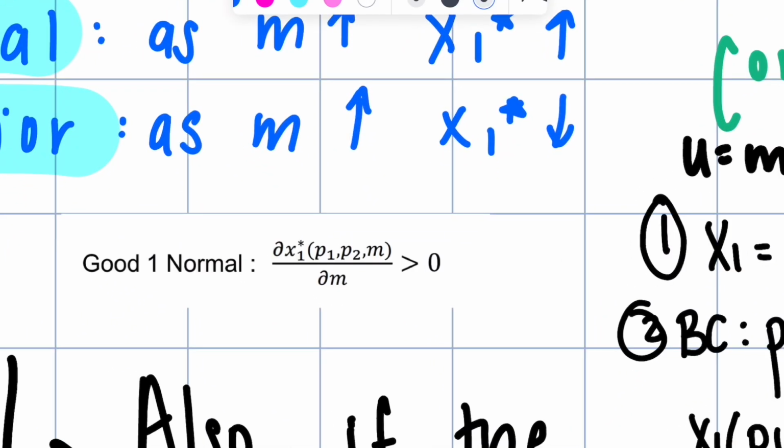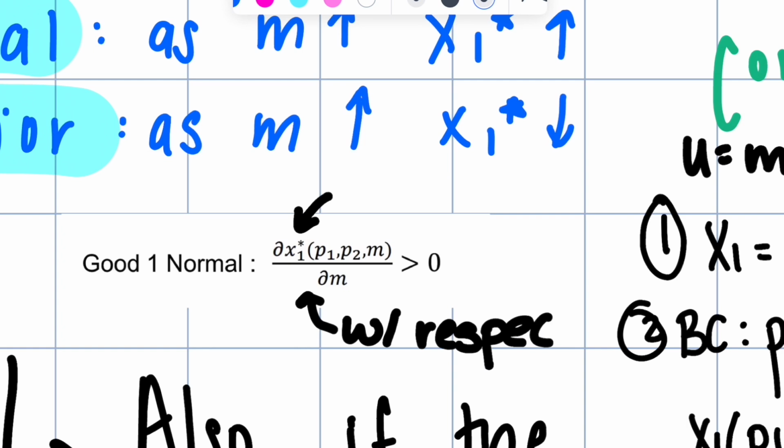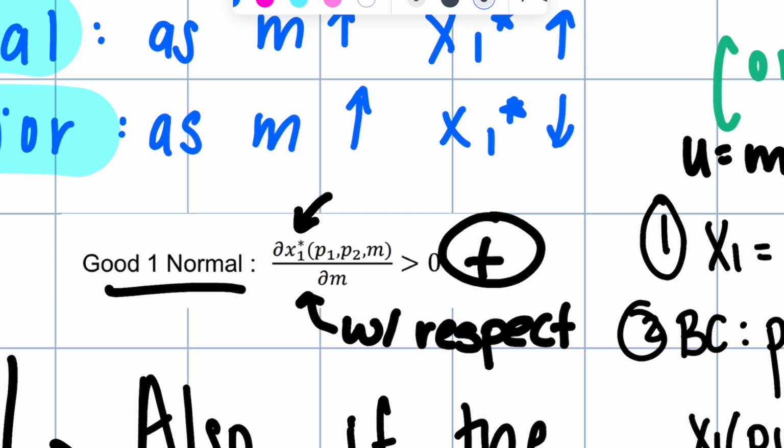Another way to think of this is we take the derivative of our demand of x1 with respect to m. Whatever is on the bottom of that derivative means with respect to. So if we took the derivative of our demand for x1 with respect to m, we should get a positive number for a normal good. If it's negative, it's going to be inferior, but positive will be a normal good.